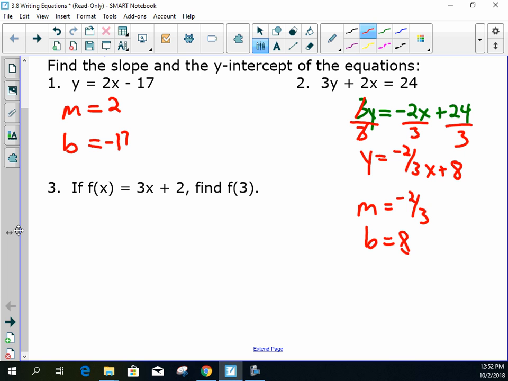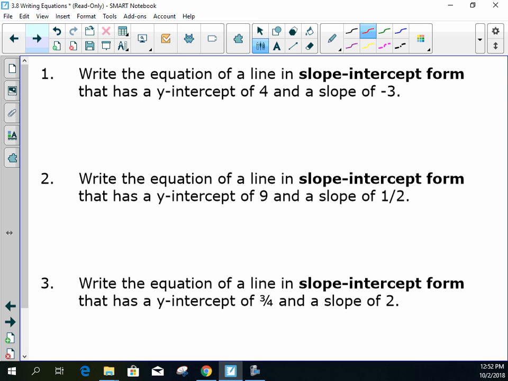I need to find f of 3. F of 3 equals 3 times 3 plus 2. F of 3 equals 11. All right.